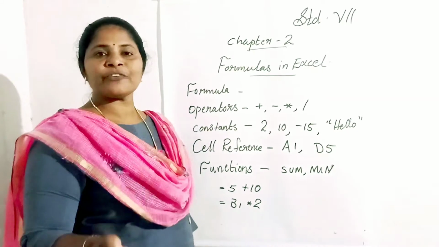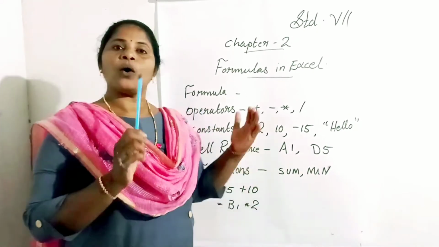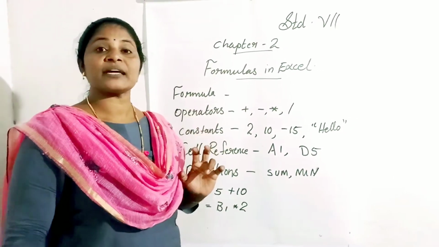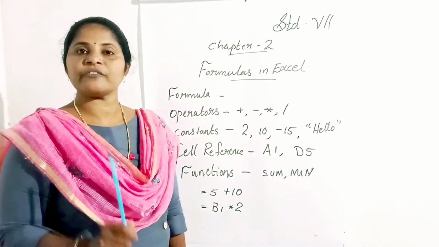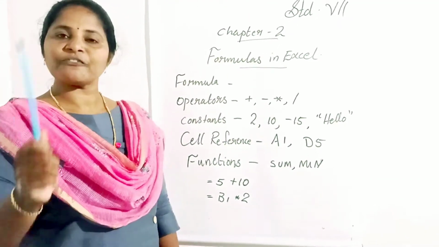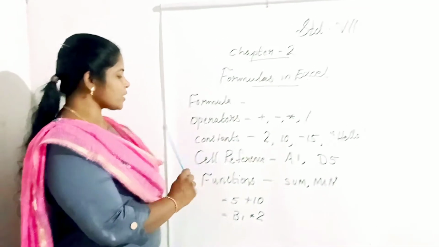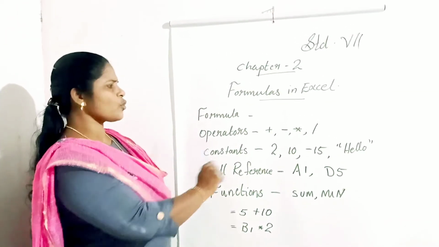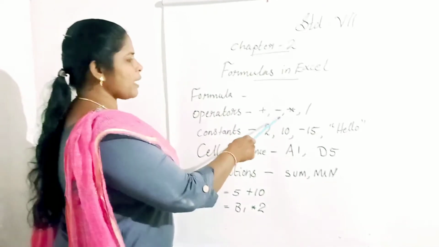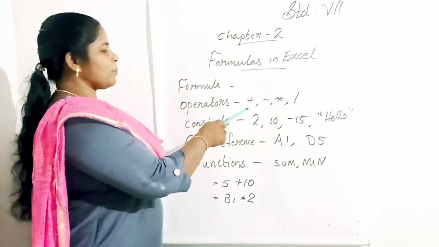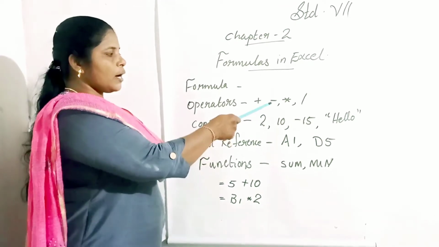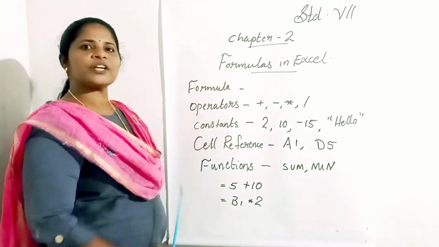How to identify whether it is text or a formula? In Microsoft Excel, formulas always start with an equal symbol. After the equal symbol, it is followed by operators, constants, cell references and functions. What are operators? Plus, minus, star, slash. The plus symbol is used for addition, and there are subtraction, multiplication, division, etc.